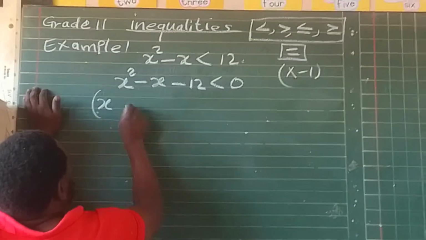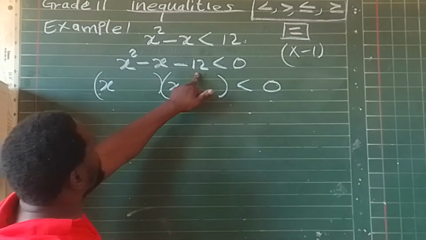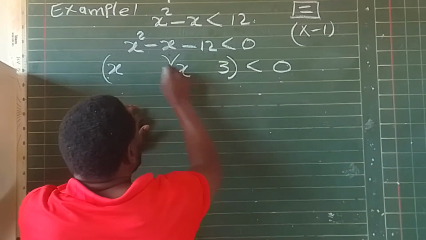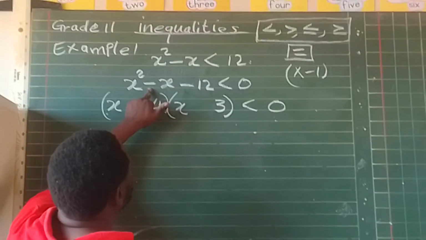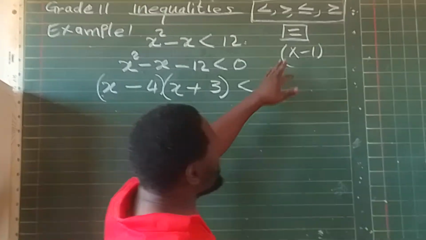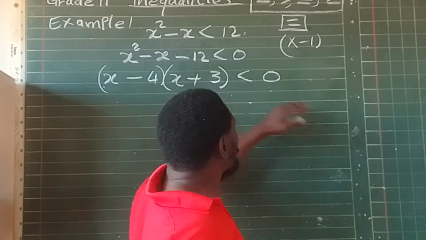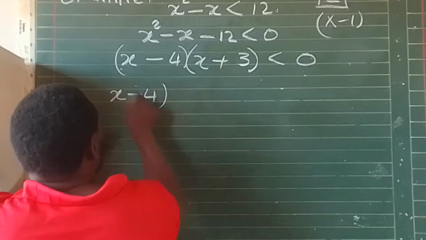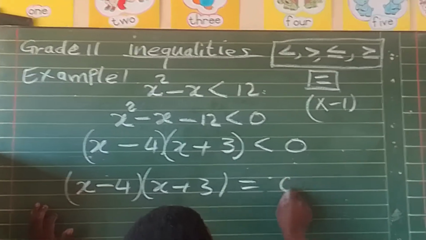Right. Let's solve for x. We find that the factors of 12 that will give us 1 when we add or subtract are going to be 3 and 4. The signs are not the same. The signs must be different. The bigger one must have a negative. Now this is what we have. Remember when I said we're going to use these inequalities, but at the end we're going to use the equal sign. Now is the time to use the equal sign. It's going to be x minus 4, x plus 3 is equal to 0.